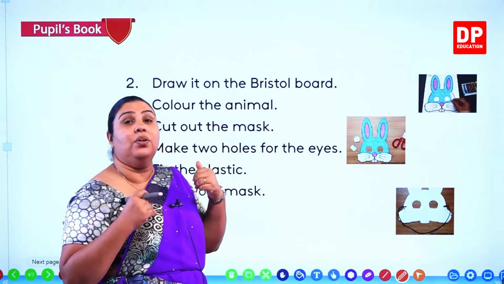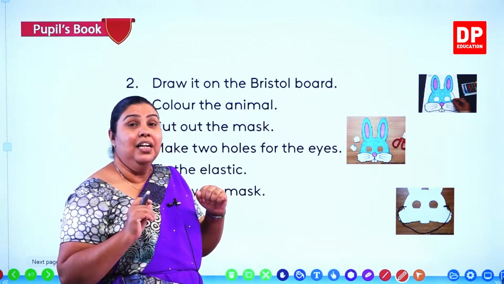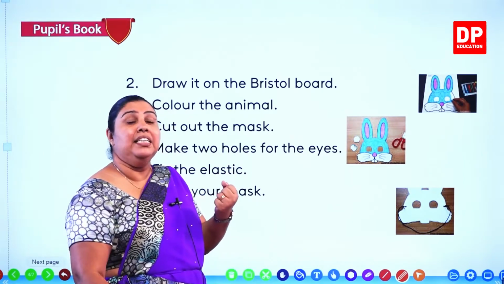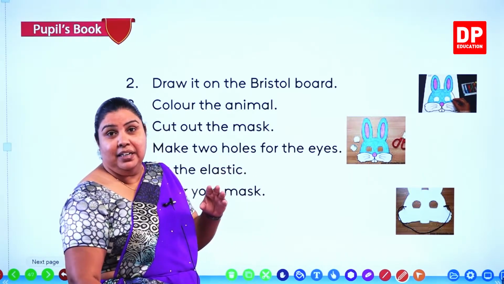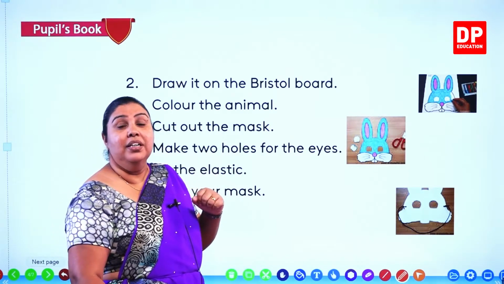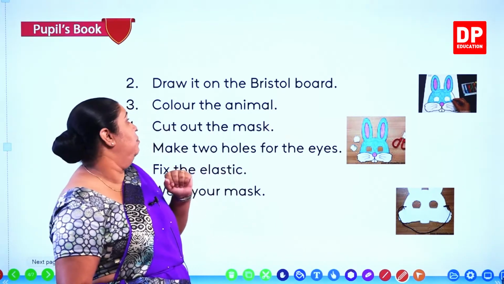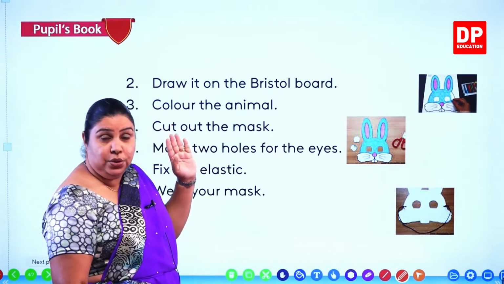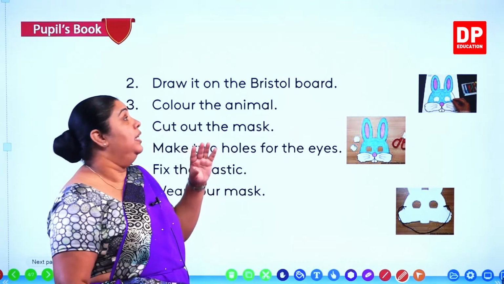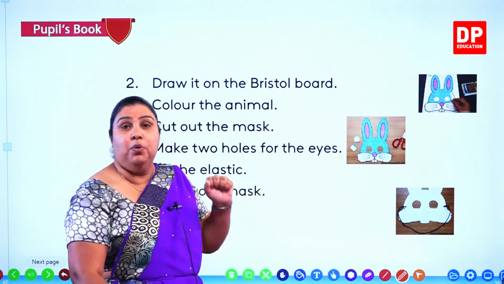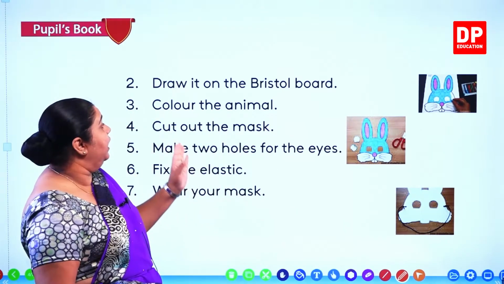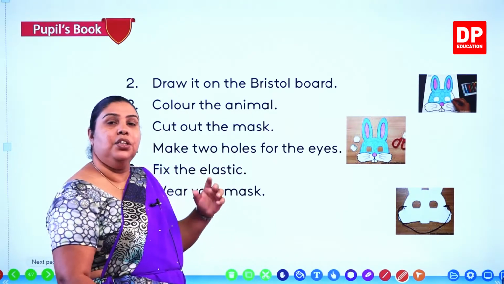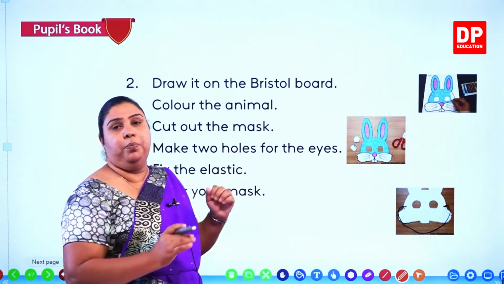Because we have to wear it on the face and it has to be a little neat and nice. If we take papers, it won't look that neat because it will try to bend and not like having it on the bristle board. So better to select a bristle board. Color the animal. Now you select the shape of the animal, then you keep that shape on the bristle board and then you draw it. After that you color the animal. Whatever animal that you want to have as the mask, you have to color it using the appropriate colors.